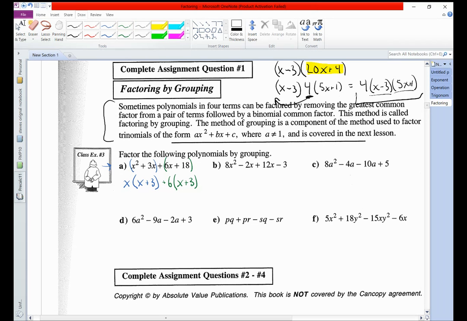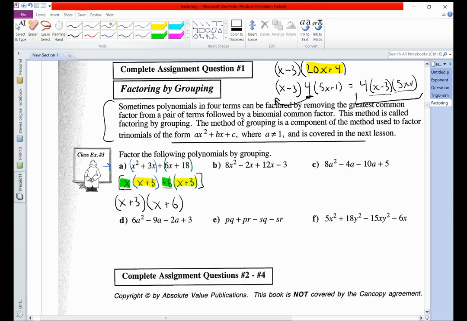If you're doing this right, you will see that now we have 2 binomials that match. So we can pull x plus 3 out of this entire expression as the greatest common factor. And what we're left with is x plus 6. Now we've got 2 factors. So we factored by grouping, it's called.